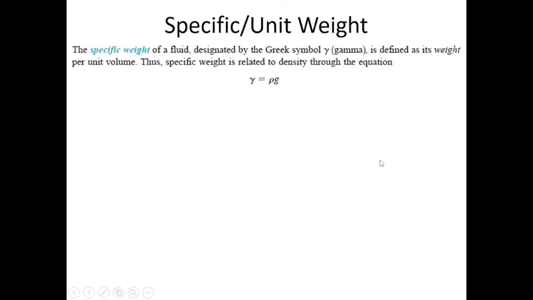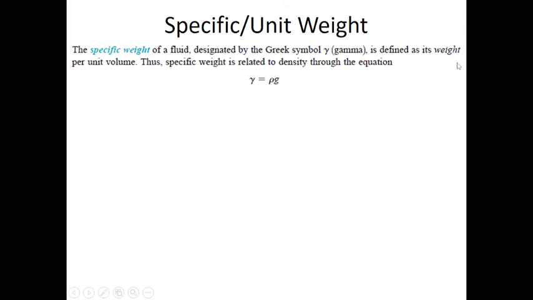The specific weight of a fluid, designated by the Greek symbol gamma, is defined as its weight per unit volume. Thus, specific weight is related to density through this equation: gamma equals rho g. Ang g na yan ay acceleration due to gravity, ang rho na yan ay density, ang gamma ay specific weight.